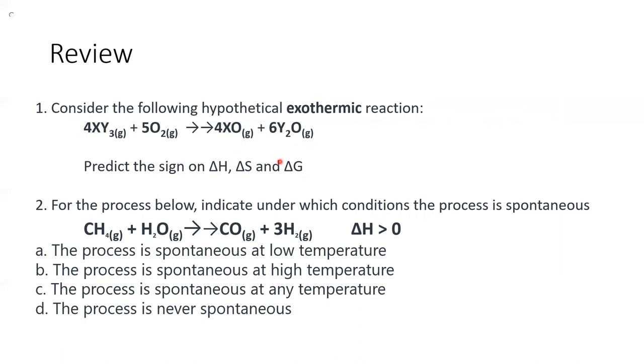For the second question, we're given a reaction. We're given that delta H is greater than zero. And from that information, you need to decide what conditions would make this process, oh, there should only be one arrow there. I don't know why there are two arrows in both of those. What would make that process spontaneous? And there are choices there. Is it always spontaneous, never spontaneous, spontaneous at high temperatures or low temperatures?